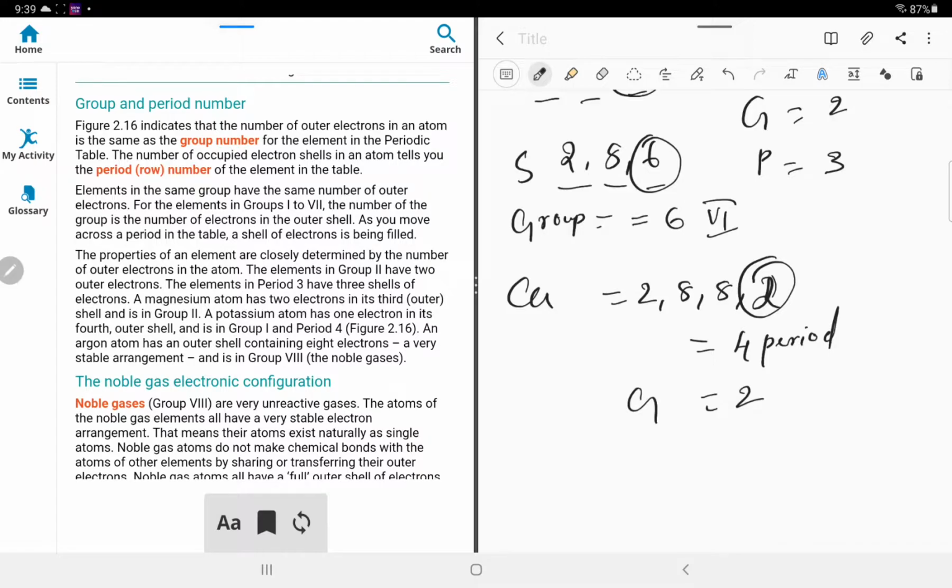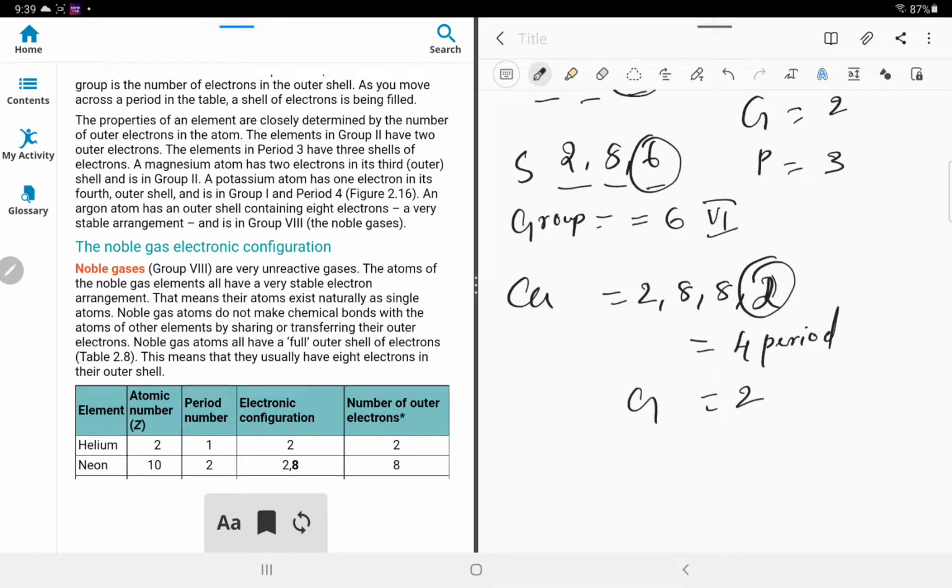So a magnesium atom has 2 electrons in the third shell and it is in group 2, and potassium has 1 electron in the fourth shell, so it belongs to group 1, and an argon atom has an outer shell containing 8 electrons, so a very stable arrangement, that belongs to group 8. So the noble gases, that is group 8, are very unreactive gases because they have a stable, completely filled electronic configuration. So they do not need to donate electrons, and they do not need to accept electrons either. So therefore they are stable. So they are unreactive too. Reactivity happens only when electrons are to be donated or accepted. Since this is stable, there is no need for that. We know that even helium has a completely filled first shell, and since its atomic number is that, 2 is enough for it.